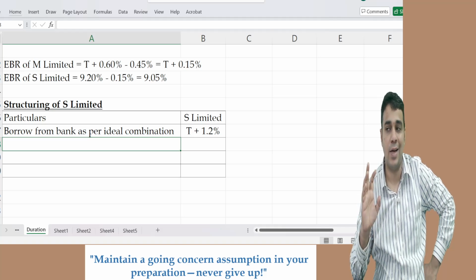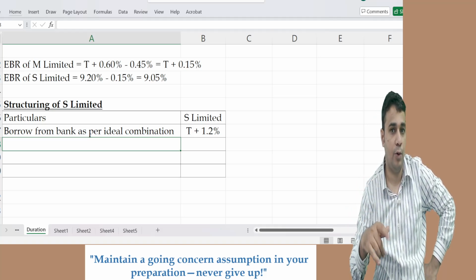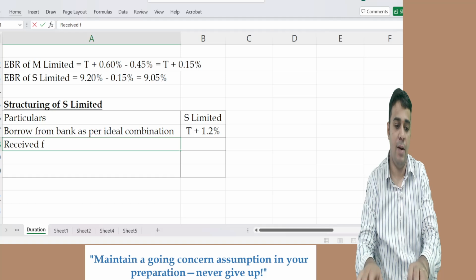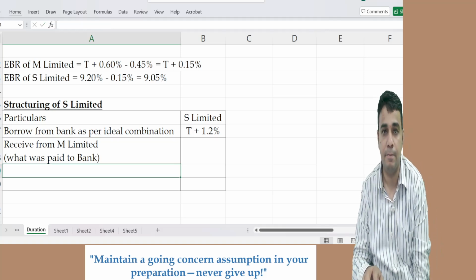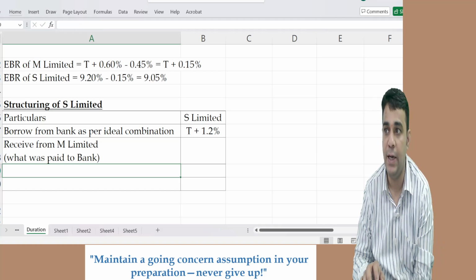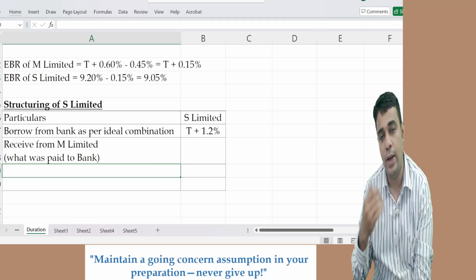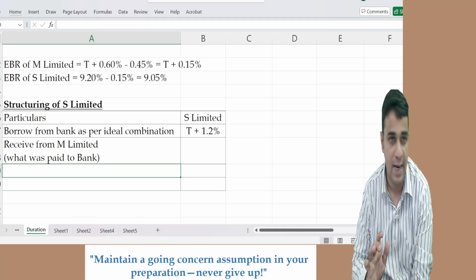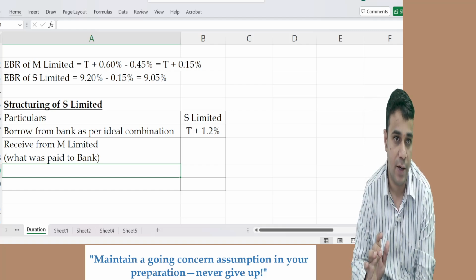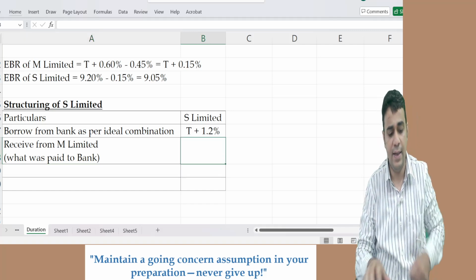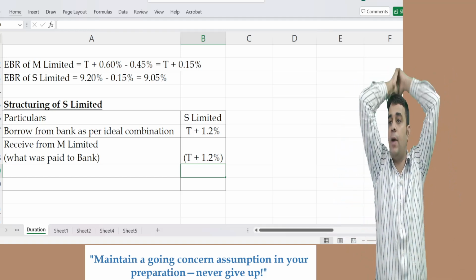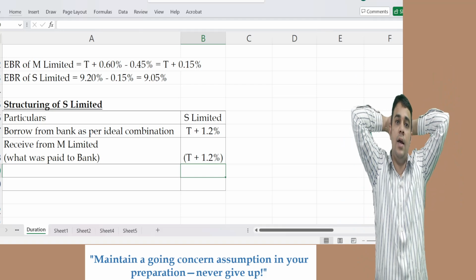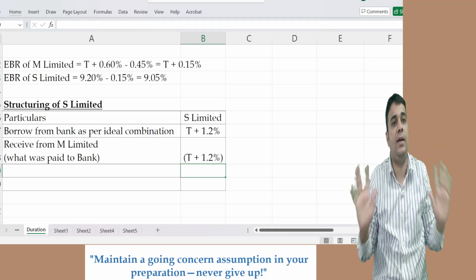Again I'm repeating, you can start structuring for company 1 or for company 2, that's your wish. Now write: receive from M Limited, in brackets, what was paid to bank. I'm doing structuring for company 2 first and company 1 is the balancing figure. You can do company 1 first and company 2 as the balancing figure, or the other way round. That's your wish. Whatever I paid, I receive back: T plus 1.2. In the earlier structuring, I was receiving T plus 0.3. Here I am receiving T plus 1.2.